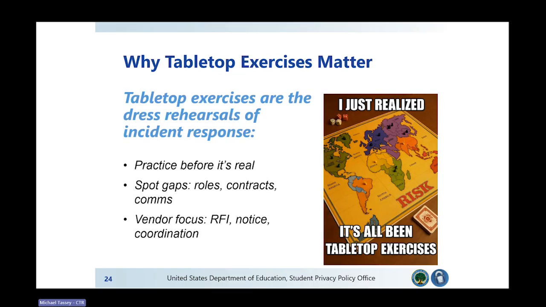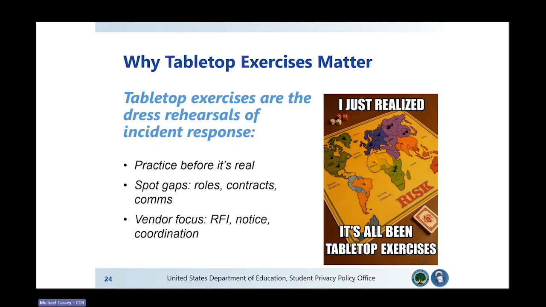Tabletop exercises. When a breach is at a vendor, a tabletop helps you practice the messy handoffs, right? Who handles the vendor, who asks for the logs, who drafts the family notices, and who keeps leadership calm, right? Sports teams scrimmage, fire departments drill endlessly, actors rehearse, but many schools never practice an incident until it's live and it's happening to you. Right? The tabletop exercises let you safely test your decision-making, your communications, and your vendor coordination without the reputational damage and risk that comes along with a real breach.